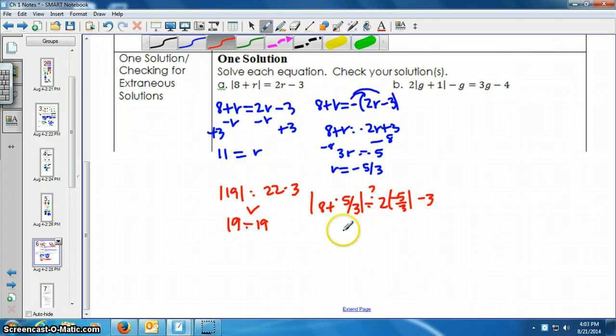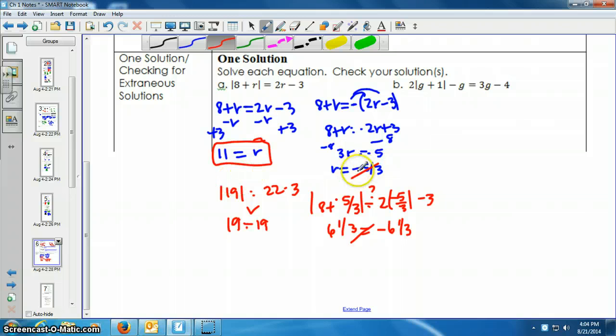So we'd use our calculator and we would check and see. We get 6 1/3. Is that equal over here? This would be negative 6 1/3. So this side's positive, this side's negative. They're not equal. So this is not a solution. The only solution is r equals 11. So that negative 5/3 is an extraneous solution. So try that last one on your own and then check your answer when you're ready.